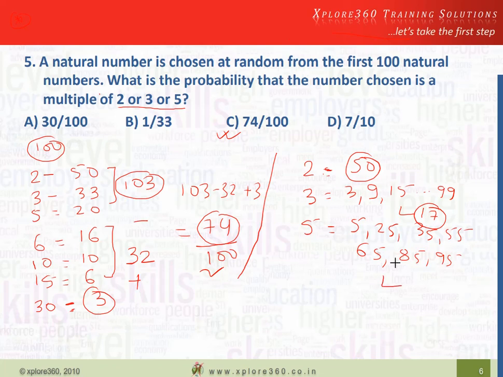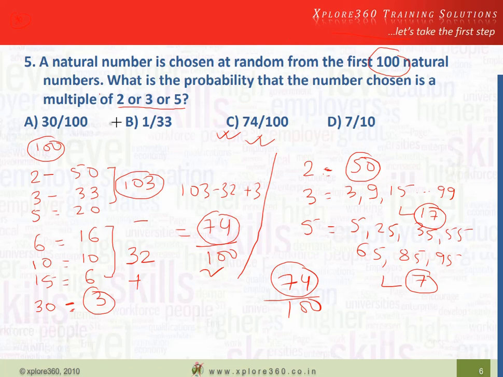So how many of these numbers? 3, 4, 5, 6, 7. So 7. Add all these numbers. So this 50 plus 17 plus 7 is nothing but 74 divided by 100. Straight away the answer. Since there were 100 natural numbers, it was easy and convenient for us to solve it by this method. Otherwise, this is the better method.